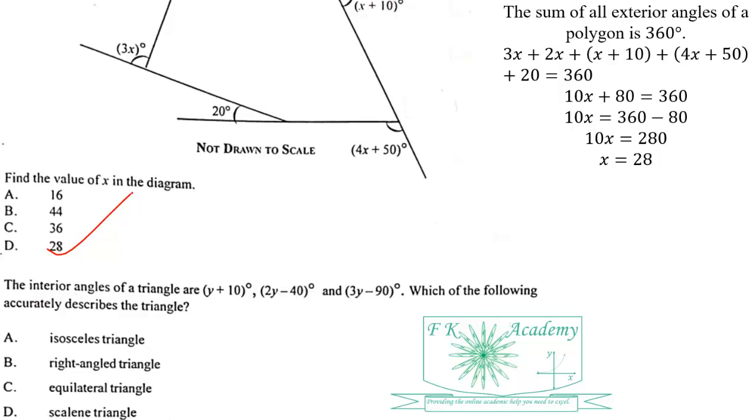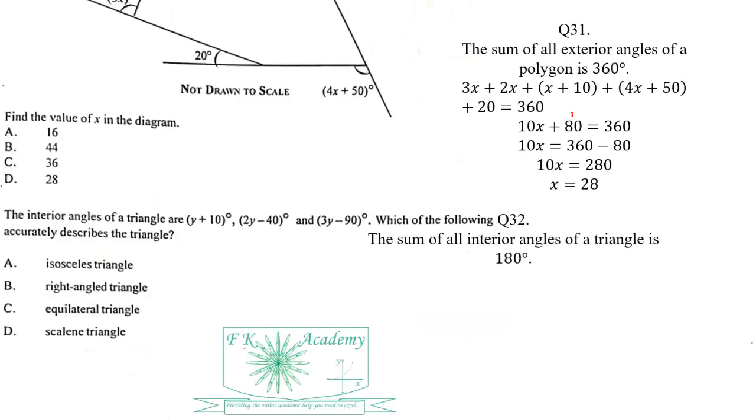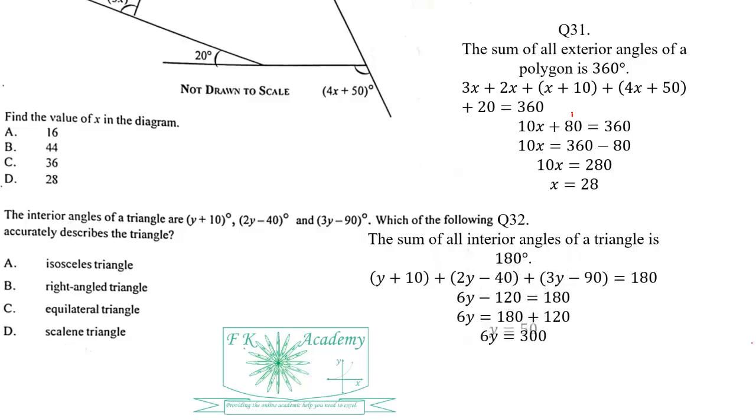The interior angles of a triangle are y plus 10 degrees, 2y minus 40 degrees, and 3y minus 90 degrees. Which of the following accurately describes the triangle? So after solving for y and then substituting, we get the angles of the triangle to be 60 degrees each. Hence, it is an equilateral triangle.